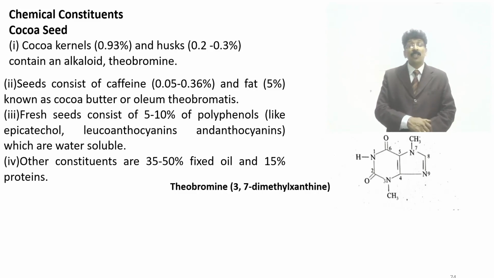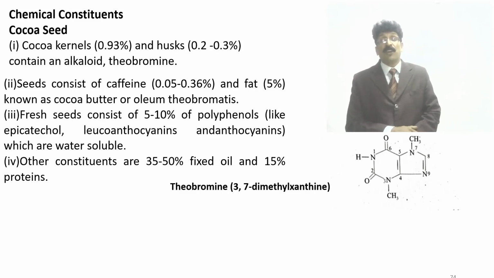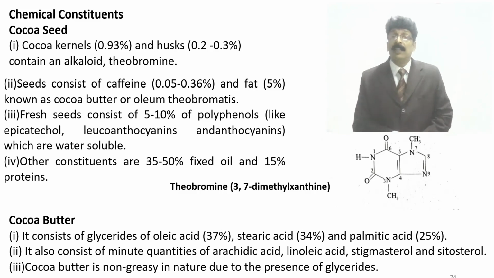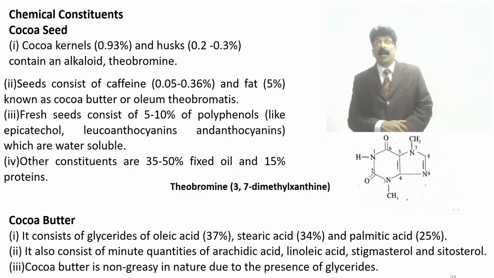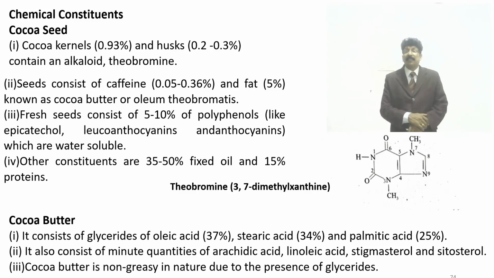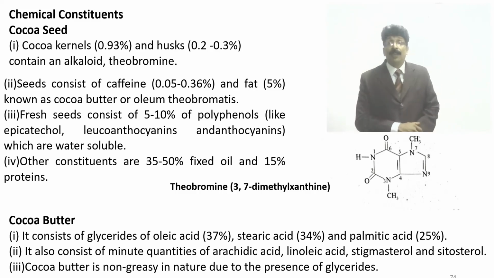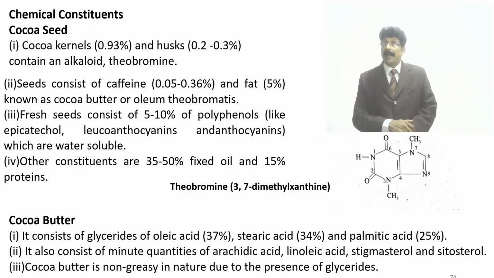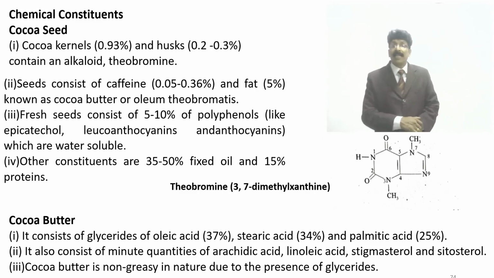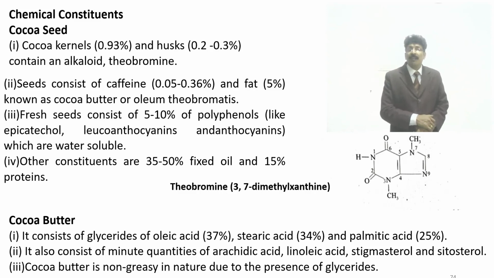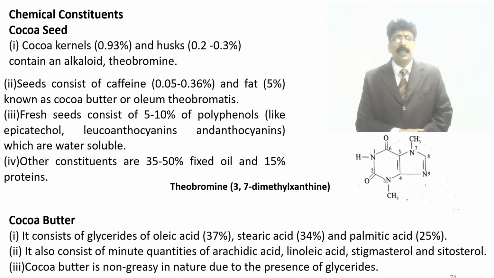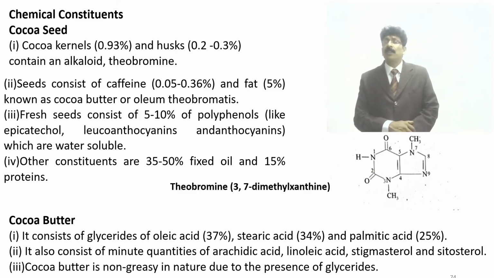And other constituents of 35 to 50% of fixed oils and 15% of proteins are also present. Cocoa butter, after taking the process, consists of glycerides of oleic acid 37%, stearic acid 34%, palmitic acid 25%. It also contains minute quantities of arachidic acid, linoleic acid, stigmasterol, and sitosterol. Cocoa butter is non-greasy in nature due to the presence of glycerides.